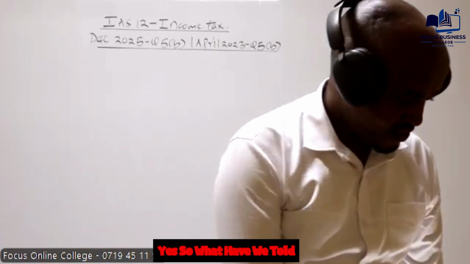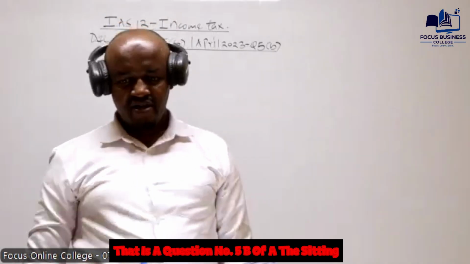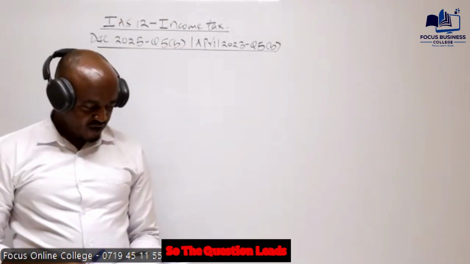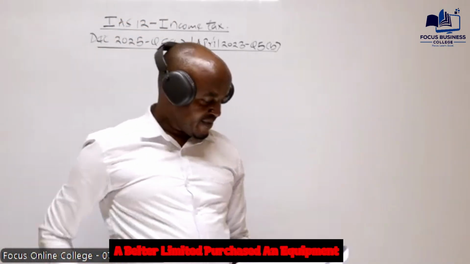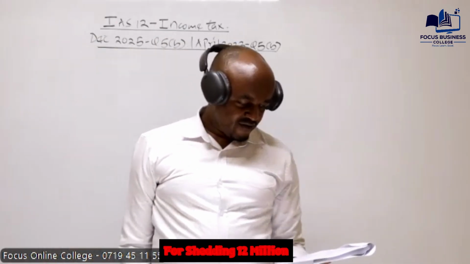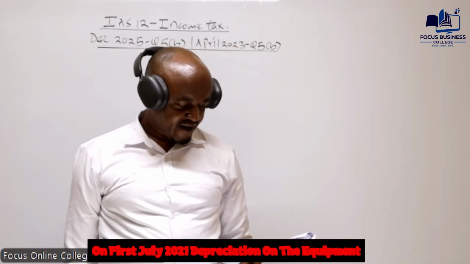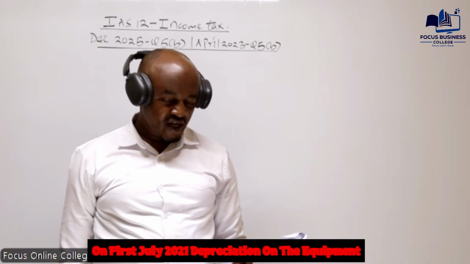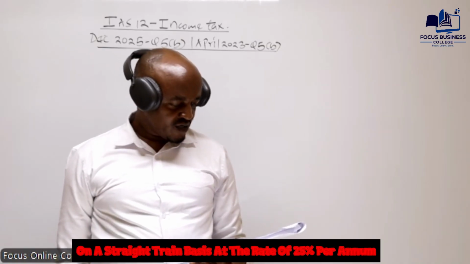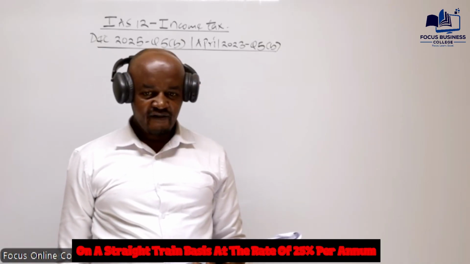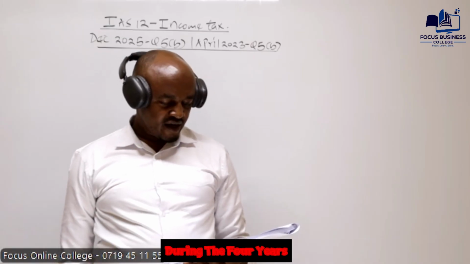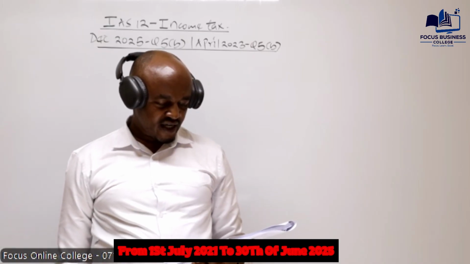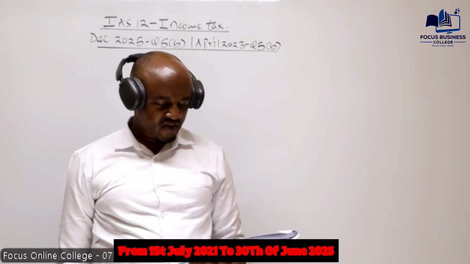Yes, so what are we told? That is question number 5B of last sitting. So the question is, Belta Limited purchased an equipment for shillings 12 million on 1st July 2021. Depreciation on the equipment is provided on a straight line basis at the rate of 25% per annum during the 4 years from 1st July 2021 to 30th of June 2025.